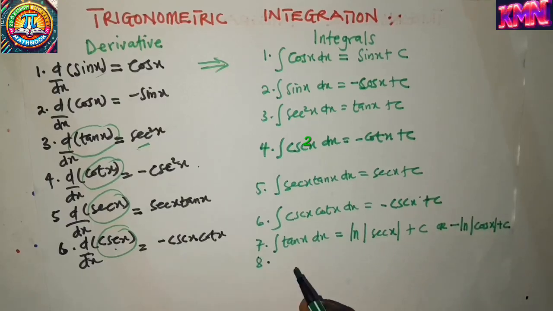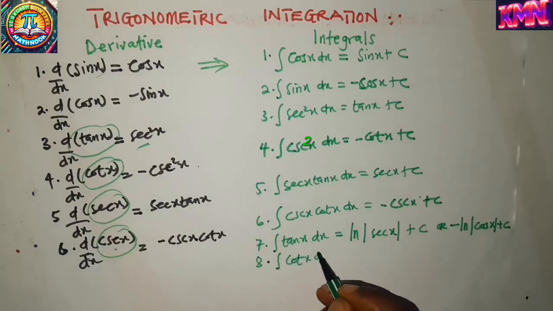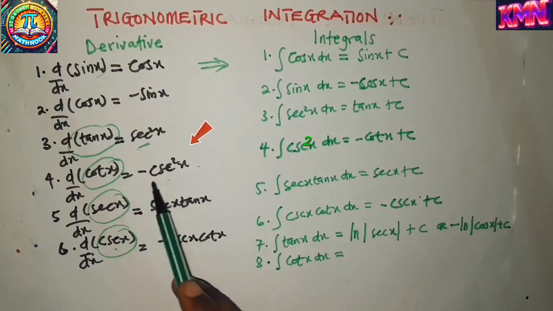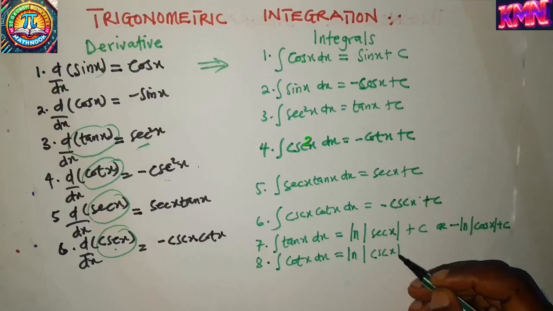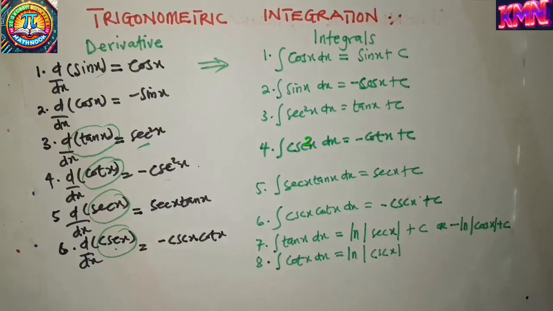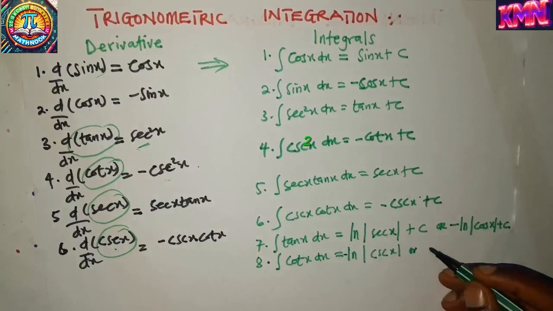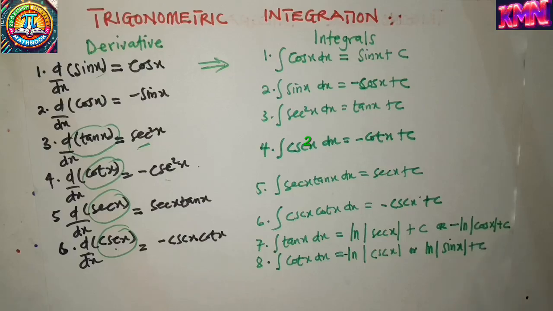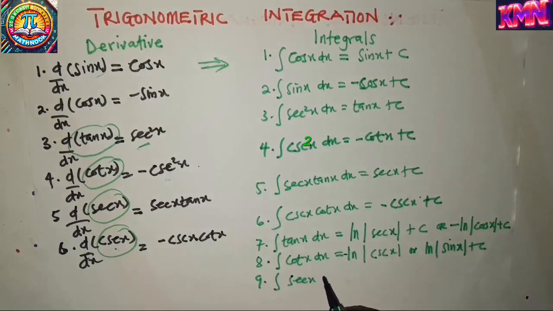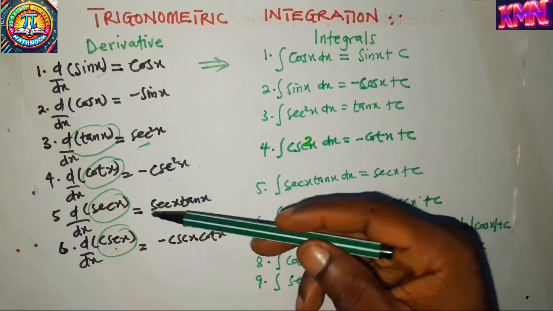Then number 8, the integral of cot x dx is the ln of cosec x. But here, because you have a negative, there will be a negative attached to it, or its inverse, which is ln of sine x plus c. Then number 9, if we have the integral of sec x dx, we know that the differential of that is this.